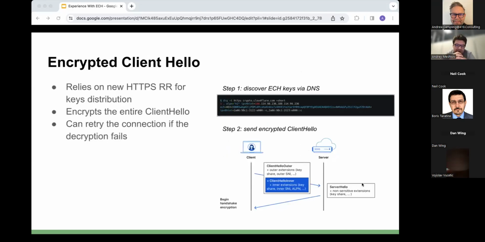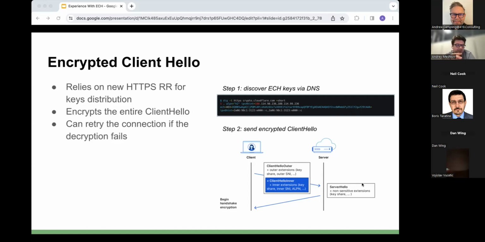Encrypted Client Hello is a development of the same standards. If you take a look at the RFC draft, it has ESNI in the URL, in the name, but it solves all the shortcomings of ESNI. First of all, it does not rely on TXT records anymore. Now it relies on a new HTTPS resource record for the keys distribution.